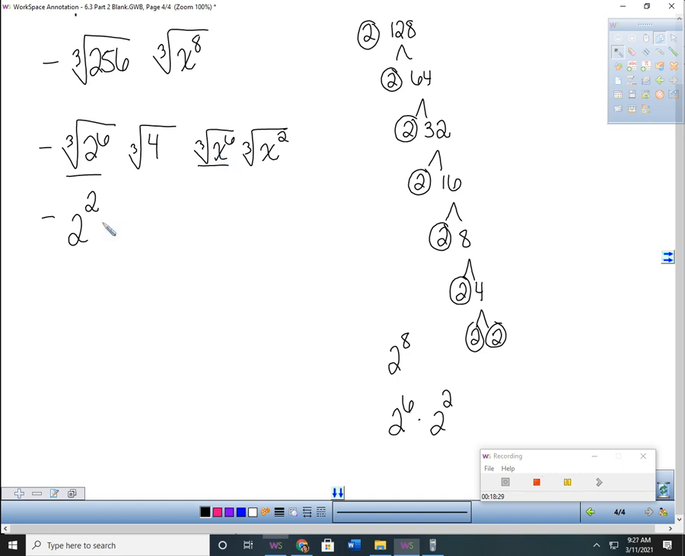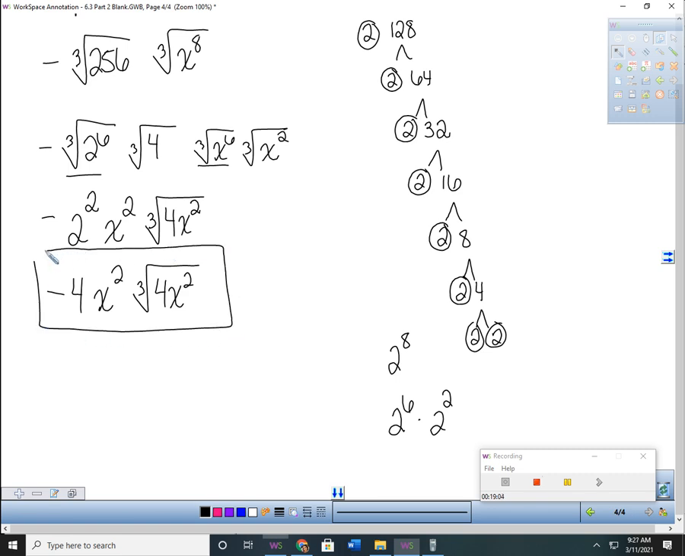And then, same thing here. Take your x. 6 divided by 3 is 2. And then underneath your cube root, you still have a 4 and an x squared. You're just going to multiply those together underneath. And then you need to finish off your front here. 2 squared is 4. So I get negative 4x squared times the cubed root of 4x squared. So remember, focus on each little part individually, and then you can put them back together.